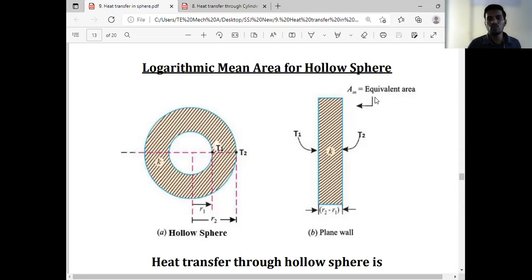Okay, so now our aim is to calculate the logarithmic mean area for the hollow sphere. So our aim is to calculate AM, the equivalent area. Okay, so we have to write down the equation for the hollow sphere. Whatever parameters are given to us, according to that we have to write down the equation for the heat transfer through the hollow sphere.